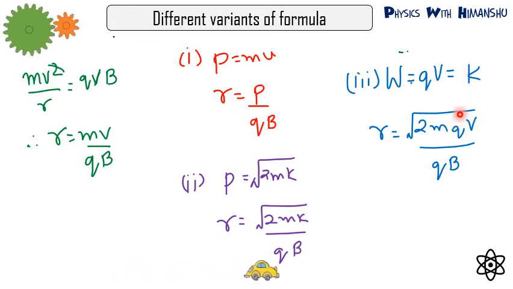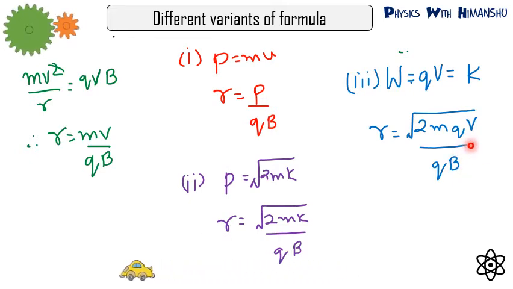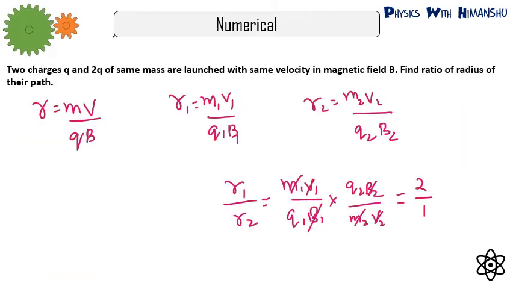So if they are talking about potential difference, then you have to use the third formula, that is r equal to root 2mqV upon qB. Here m is mass, q is charge. Here V is potential difference, not velocity. The V here is potential difference. B is magnetic field. Now on the basis of this, let's solve some numericals.